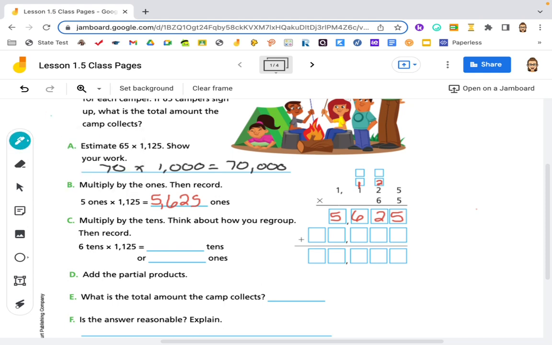Then it says multiply by the tens. Think about how you regroup and then record. Well, if this is the tens place, for multiplying by 10, we know that there is going to be a 0. So we're going to put a 0 there because it's really multiplying by 60. And we know from previous lessons that we can just add our zeros up at the end. So 6 times 5.